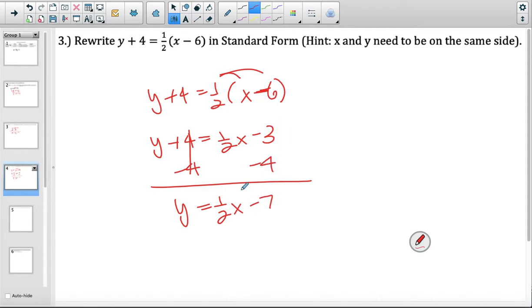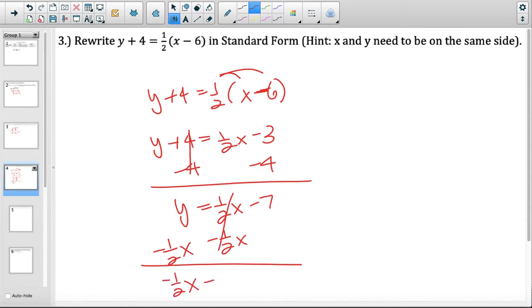Now, this is slope-intercept form, okay? So now to go to standard form, I'm simply going to move this 1/2 x term over to the left side, following the equal signs there. So it's gone here on the right. Now I have negative 1/2 x plus y, bring down my equal sign, and I have a negative 7 left over here.